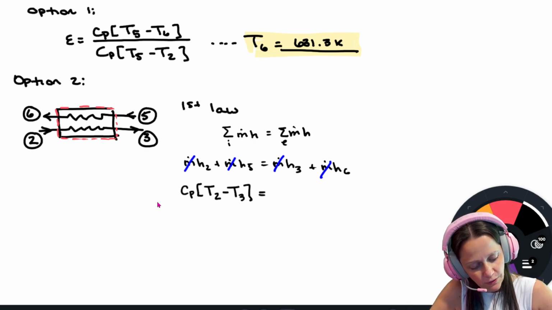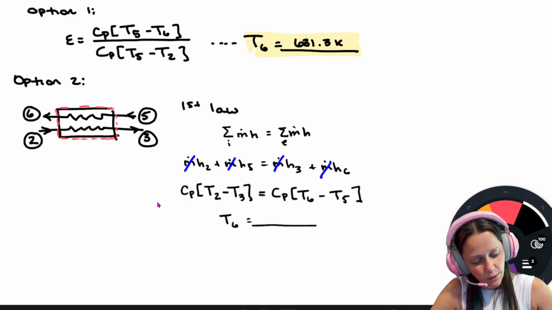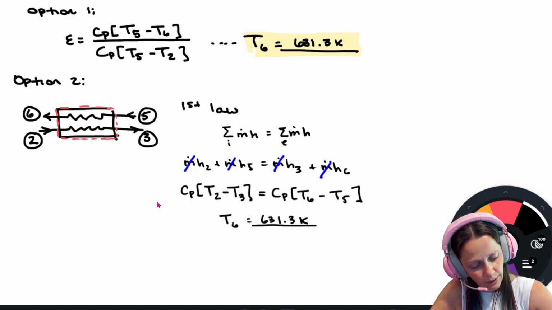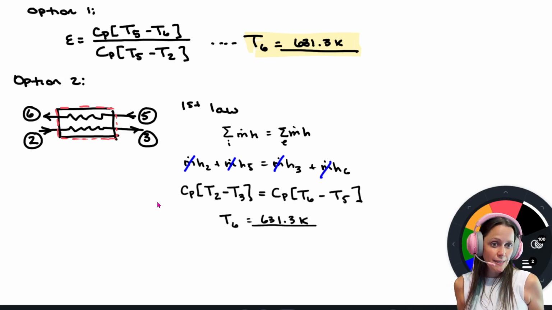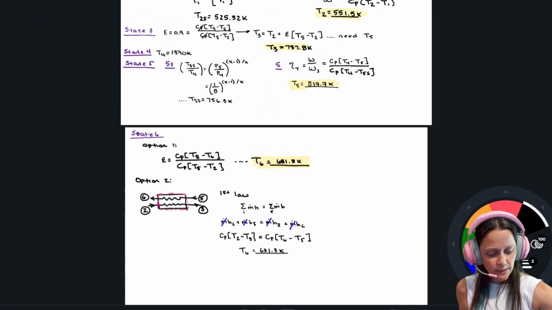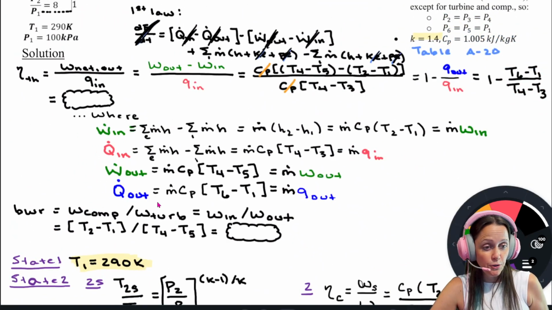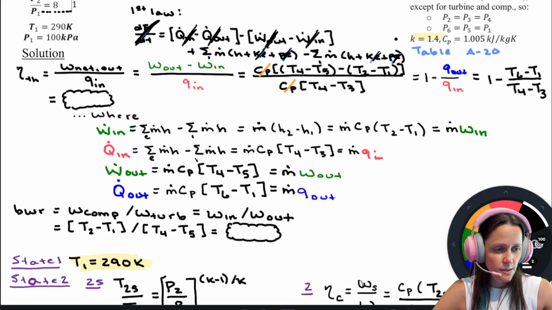H6 minus H5 becomes CP times T6 minus T5. And so you can solve for T6 that way, and you should get the same thing, 631.3 Kelvin, right? So however makes sense to you is fine. So once we've done that, plug all those temperatures into my thermal efficiency equation. Let's see what I end up getting.